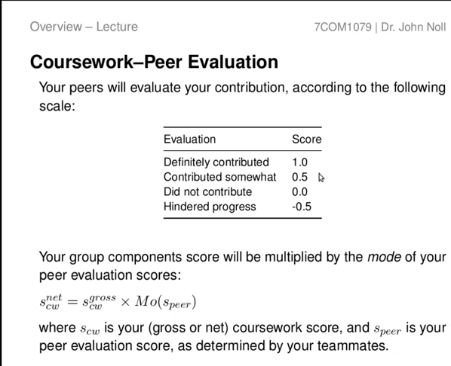So if you definitely contribute in the eyes of your peers, your gross score is the same as your net score. If your peers think you contributed somewhat, but not fully, then your net score is going to be half your gross score. So that's 0.05. If you did not contribute, your net score will be 0. You'll fail the class and you'll have to do it again.